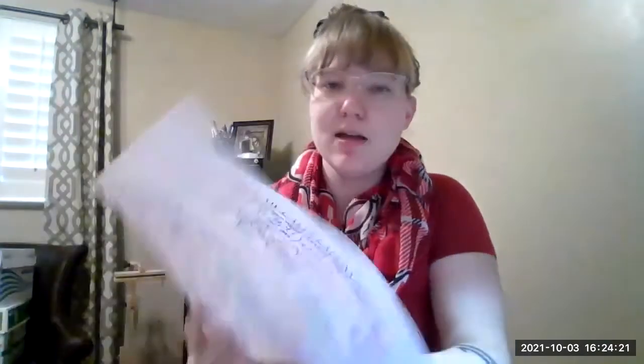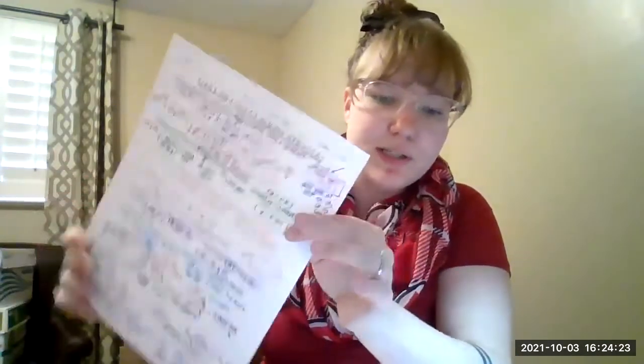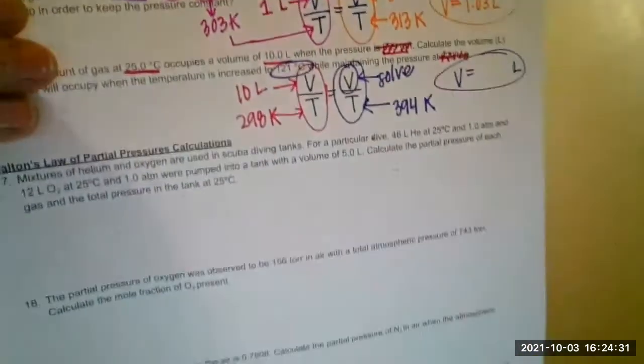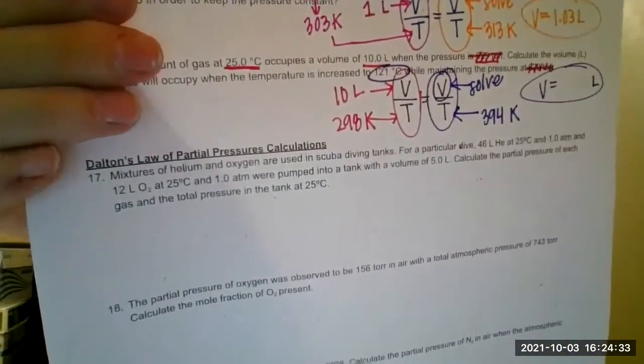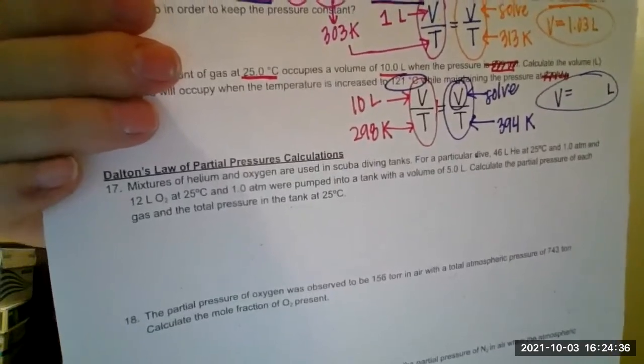So in this video, I want to go through and finish up the back side of homework 15A. We pretty much did the whole front side and most of the back side, but then there's just this little section on the bottom that says Dalton's law of partial pressures, starting with number 17. So that's the one we're going to do.